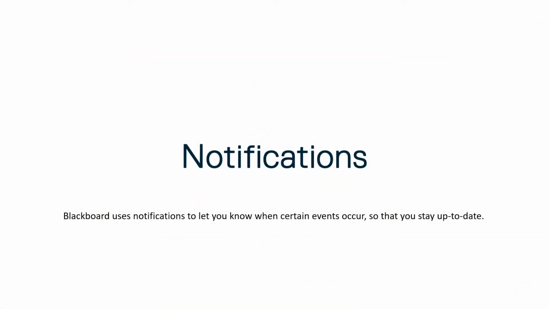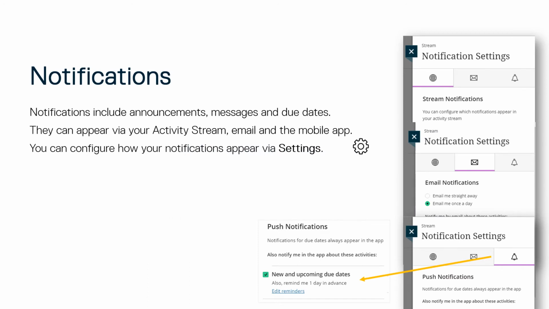Blackboard uses notifications to let you know when certain events occur, so that you stay up to date. Notifications include announcements, messages, and assessment due dates. They can appear as items in your activity stream, email messages, or push notifications on the mobile app. You can change your settings to configure where and how notifications appear via the settings icon on your activity stream. For example, with push notifications, you can extend the notice of upcoming due date reminders.